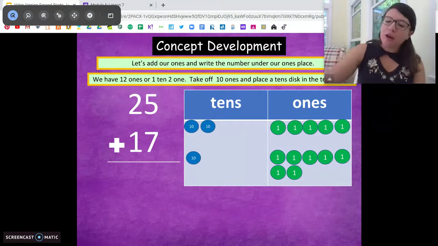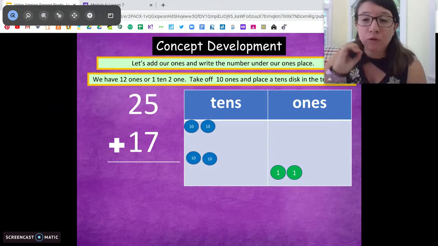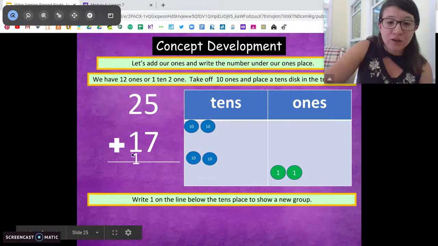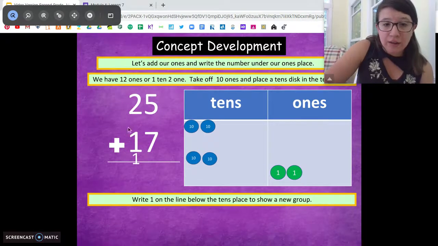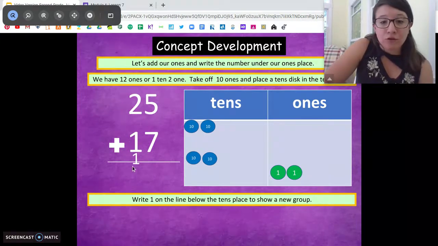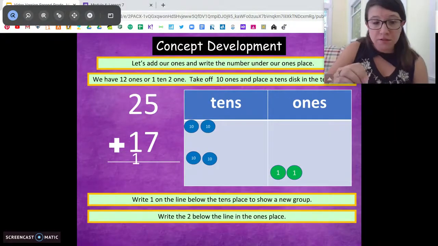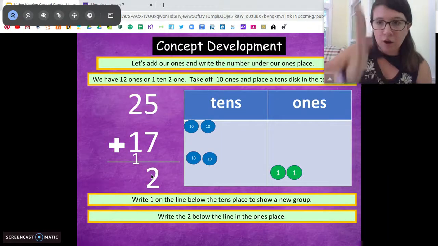Very good. Take them off and add a 10. And add a 10. Now, remember when we do that, we added a 10. So we want to add that little 1 down here so that we know we added a group of 10. Okay, so add that little 1 in there on our vertical chart to make that group of 10. How many 1s do we have left? Just 2, right? So we're going to put a 2 on our 1s column.